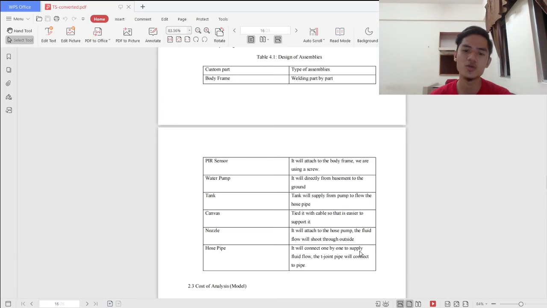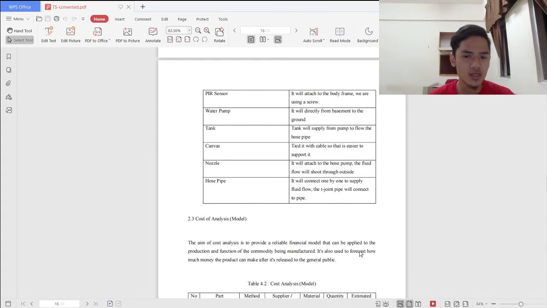For the nozzle, it will attach to the hose pump. The fluid flow will shoot through outside, and the hose pipe will connect one by one to supply fluid flow. The T-joint pipe will connect to the pipe. And then we go to the next part, which is the cost analysis.